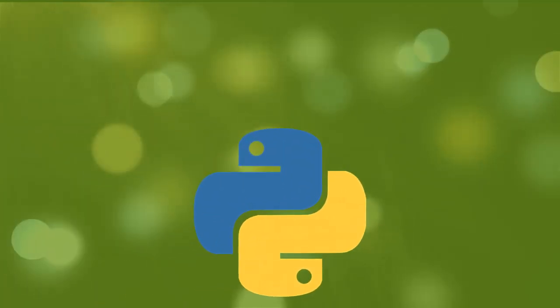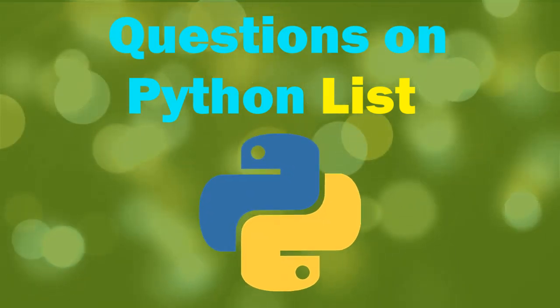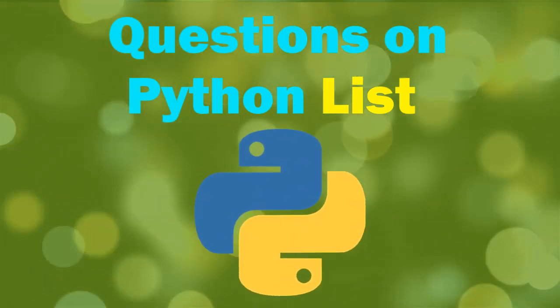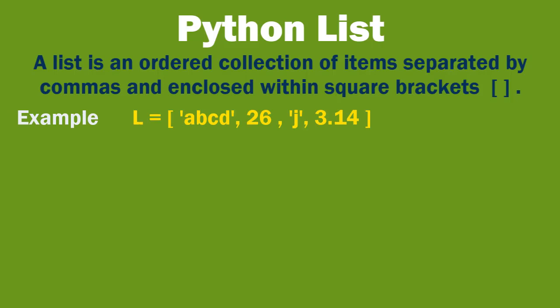Hello! In this video, we will cover some questions which can be asked on lists in Python. Before we jump into questions, let's do a quick review of list. A list is an ordered collection of items separated by commas and enclosed within square brackets. It can contain data of any type. List is mutable, means we can change any data inside the list, unlike string.